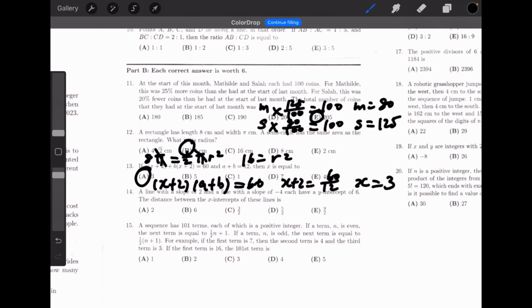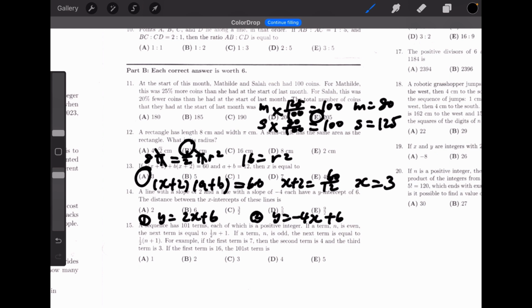14. A line with a slope of 2 and a line with a slope of -4 each have a y-intercept of 6. The distance between the x-intercepts of these lines is... Okay, so let the line with a slope of 2 be line 1, and the line with a slope of -4 be line 2. And the equation for line 1 would be y equals 2x plus 6, and for line 2 would be y equals -4x plus 6.